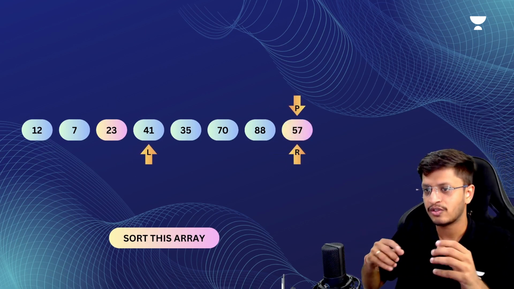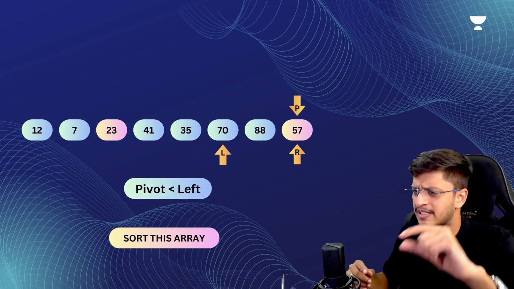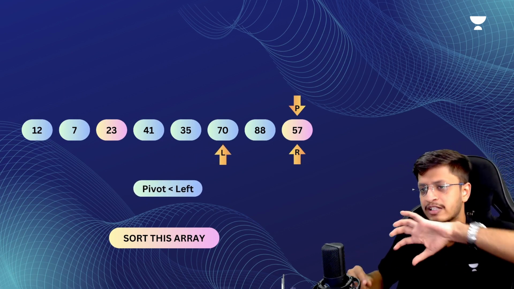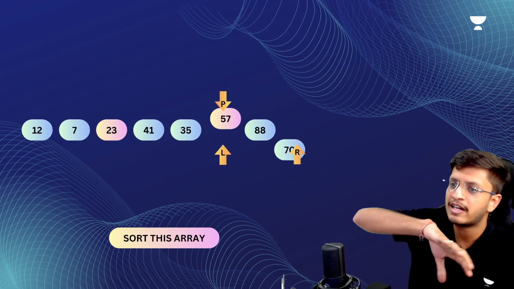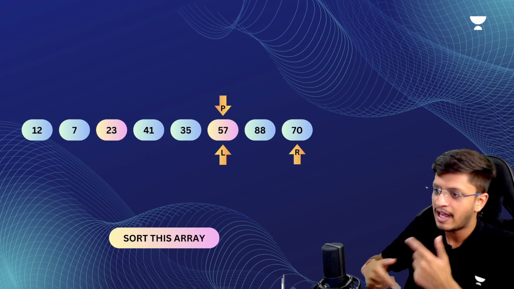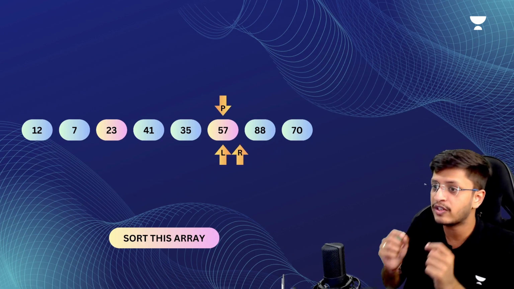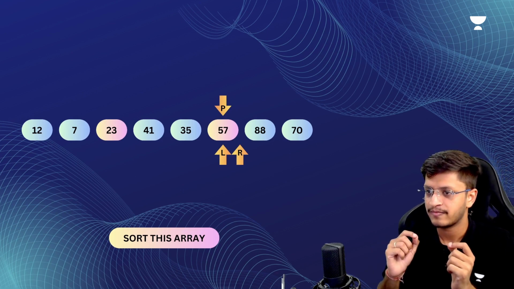Makes sense, right? So what happens is after first iteration, 23 goes to the correct place. The pivot will always go to the correct place. All the elements smaller will be to the left, all the elements larger will be to the right. Now in the second iteration, we took 57 as the pivot, and now we are doing the same thing. Notice here, now 57 goes to the correct position.